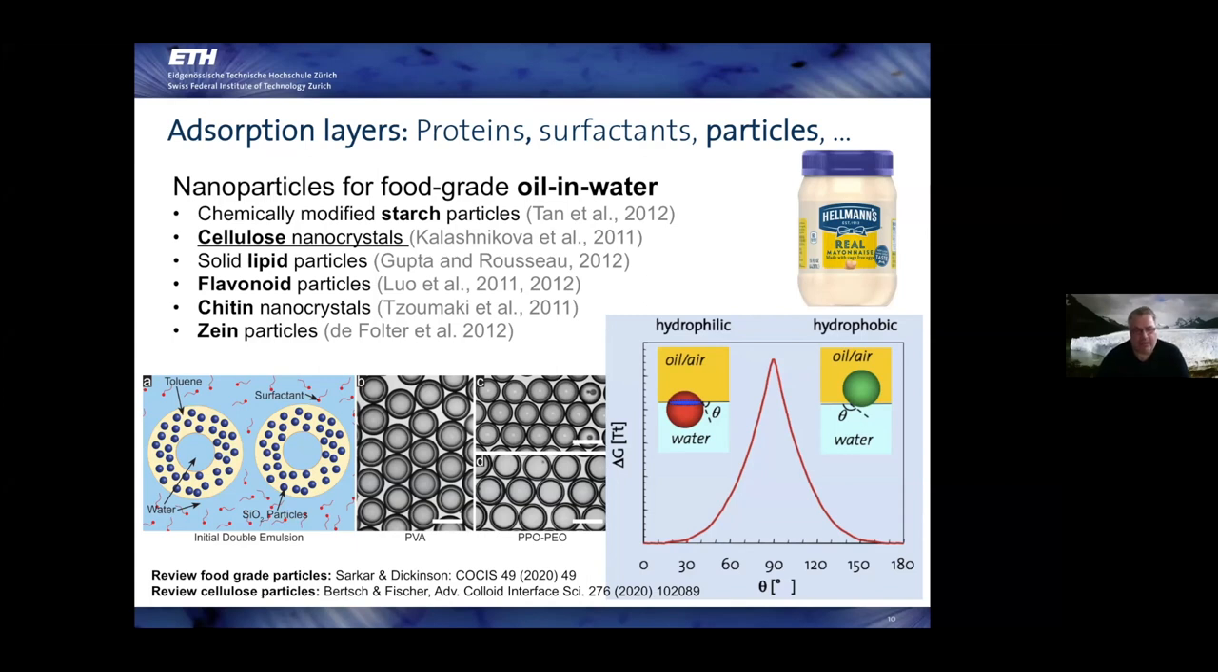There's a lot of work done in that area over the last 10 years, and I just mention a few articles that are both very recent and put this work together. The first one is from the Leeds group, Sarkar and Dickinson, and then later on we also had a review on that, but I would also like to mention that others like Kalashnikova have also written nice overviews on the last 10 years of this research.